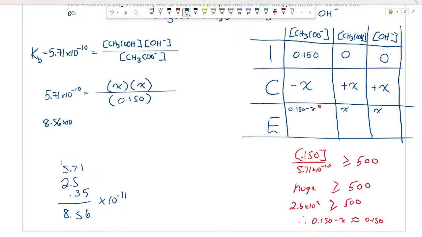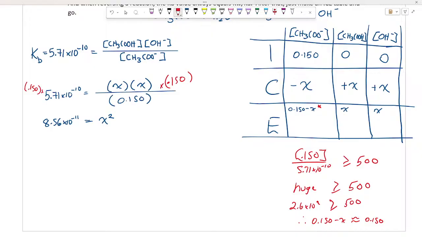Okay. And what's that equal on the other side? x squared. Good. If you're wondering how we got that, we of course multiplied this by 0.150, and we multiplied this by 0.150, right? Those cancel. Okay, how do you solve this? You take the square root. It's an odd-numbered one, so I can't do that in my head, but it's going to be 9.25 times 10 to the negative 6.